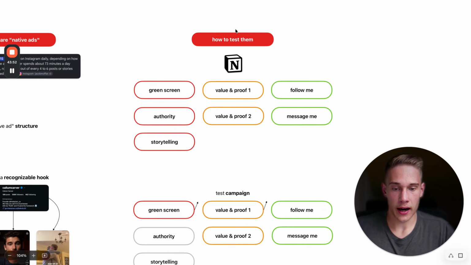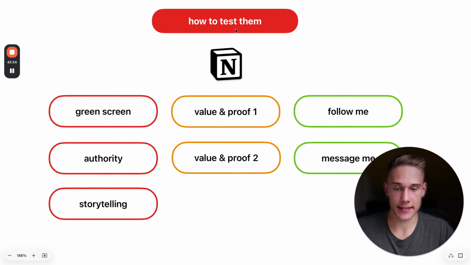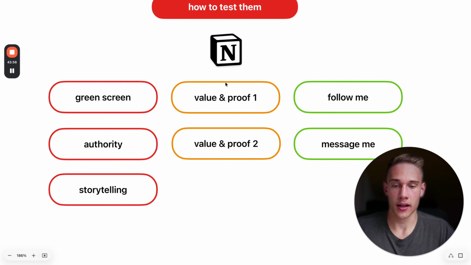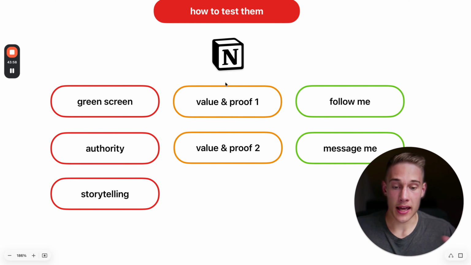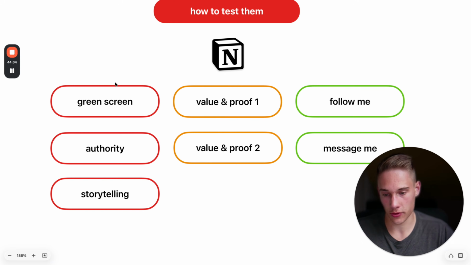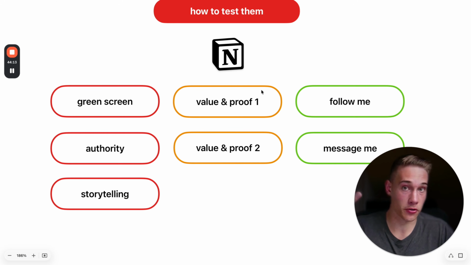Now, how do you actually test these ads and structure it in a campaign? For example, in an app like Notion, or it can also be Google Drive, whatever you prefer, you want to create some sort of a library where you have all the hooks from all the formats that you found, one copy of value and proof, and then another version of that, and obviously 2 different call to actions, one to follow me and one to message me.